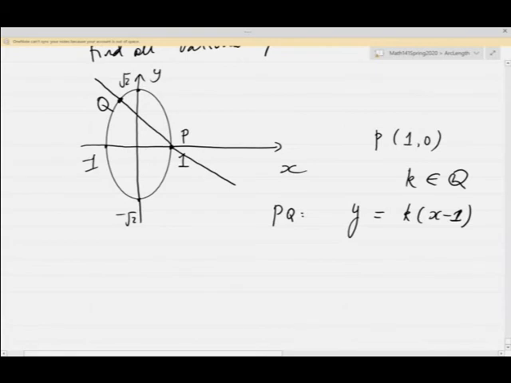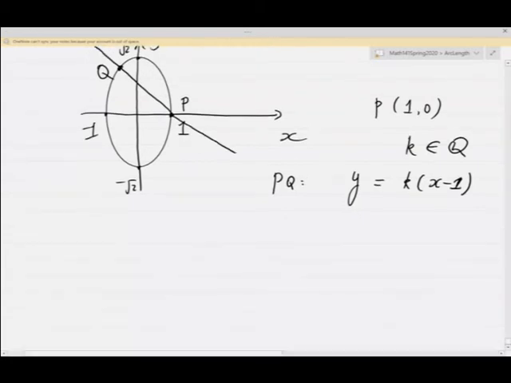The idea is if you have a rational point Q on the curve, then the slope of PQ is rational. You need to determine K by Q. So if Q is rational, then the slope K is rational. Conversely, if K is rational, then Q is rational, because they uniquely determine each other.